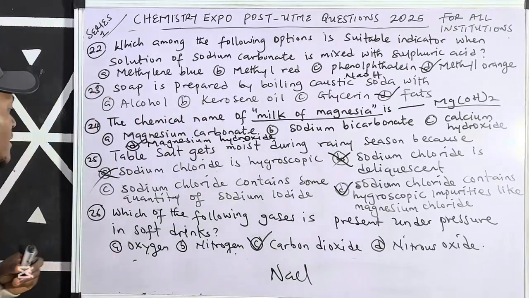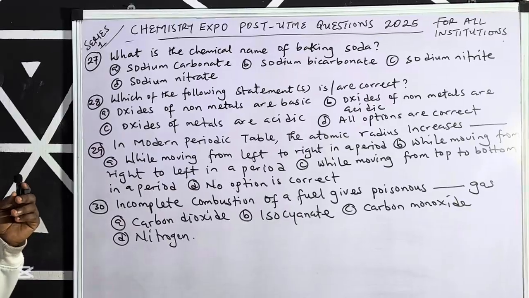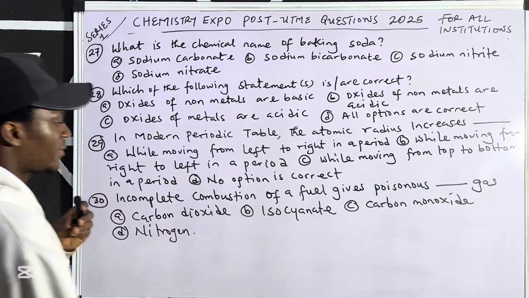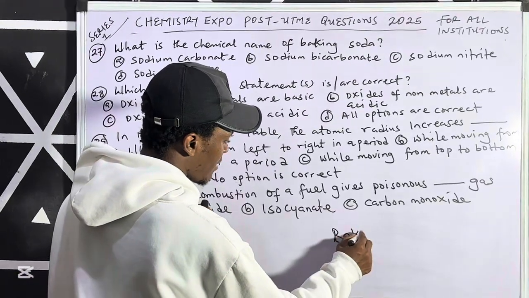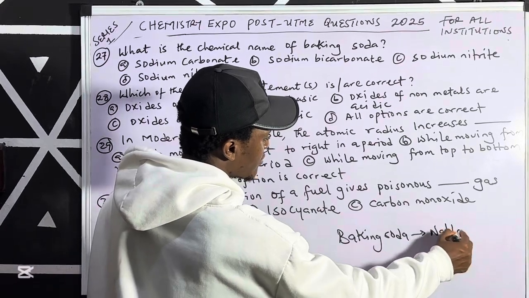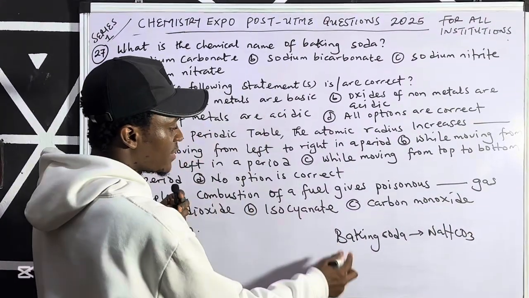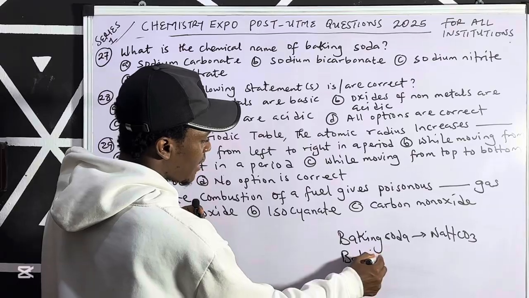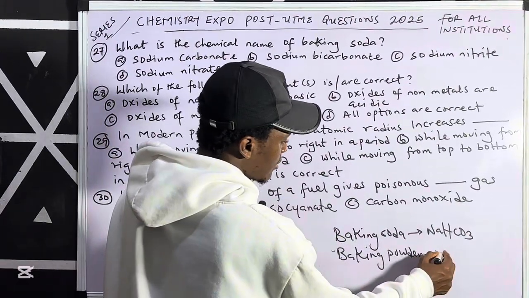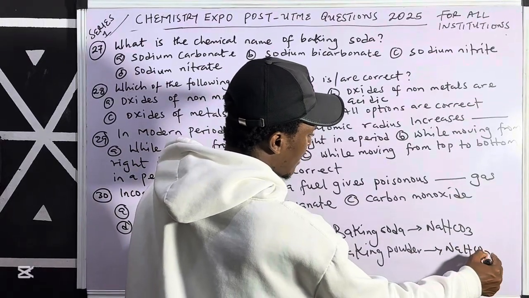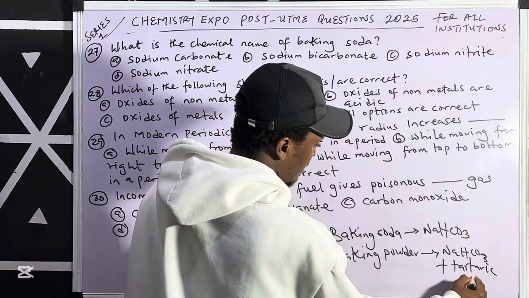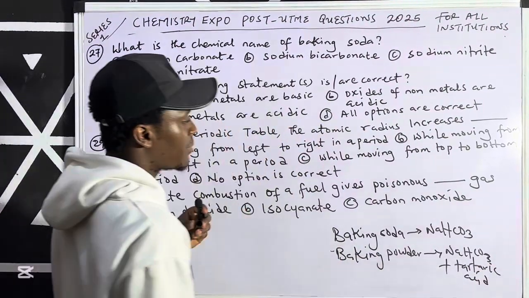All right, so let's see the next question. Question 27. What is the chemical name of baking soda? Now baking soda has a chemical formula, and the chemical formula of baking soda is sodium hydrogen carbonate. Never should you mistake this for baking powder. Now baking powder is a mixture of baking soda, which is sodium hydrogen carbonate, and tartaric acid. So when you mix these two, you are to obtain baking powder.